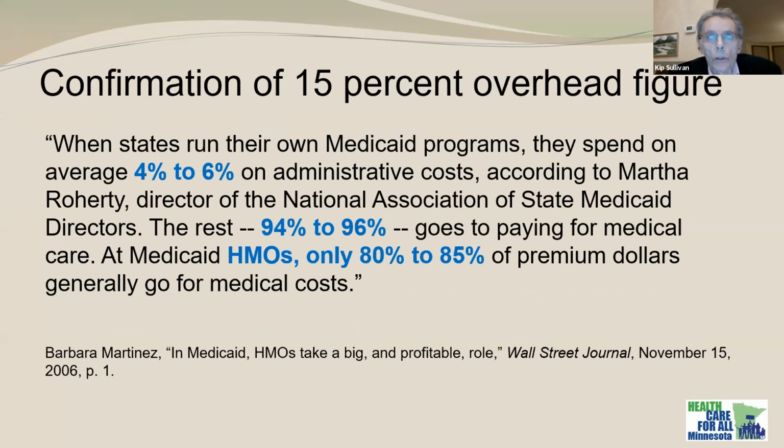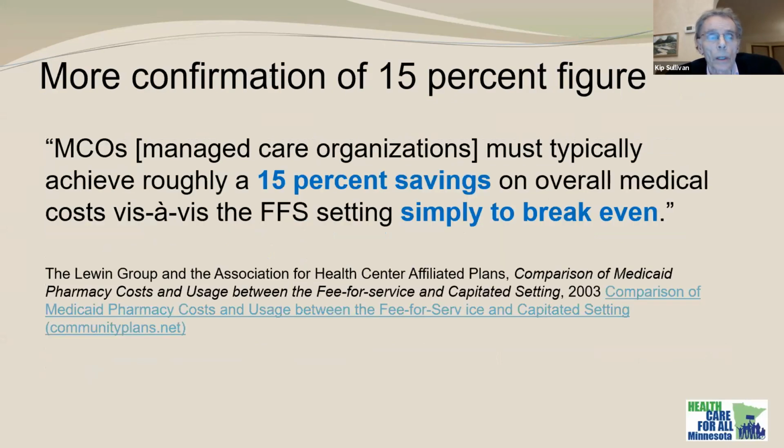Now, let me just show you several slides that confirm these numbers I was just using in the previous slide. This is a quote from the Wall Street Journal in 2006, quoting an expert on Medicaid. She says that when states run their own Medicaid programs, by which she means when they run the program without inserting HMOs between the taxpayer and the doctors and hospitals, they spend an average of 4 to 6% on administrative costs, and the rest, 94 to 96%, goes to doctors and hospitals. But for Medicaid HMOs, only 80 to 85% of the dollar goes to doctors and hospitals. And that's because, according to this expert, the HMOs have overhead costs of 15 to 20%.